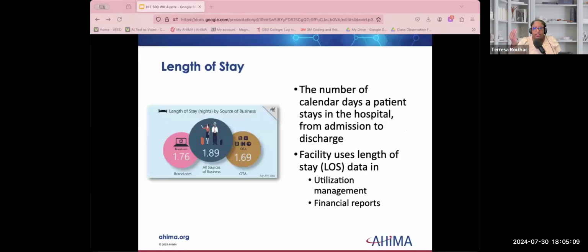So we talk about length of stay. It is a way to measure how long a patient stays in the hospital, right? From the time they're admitted to the time they're discharged. We can figure out the overall length of stay for the entire hospital or break it down by specific areas like dealing with heart attacks or managing diabetes. It's basically a way to understand and track how much time patients spend in the hospital for different conditions.